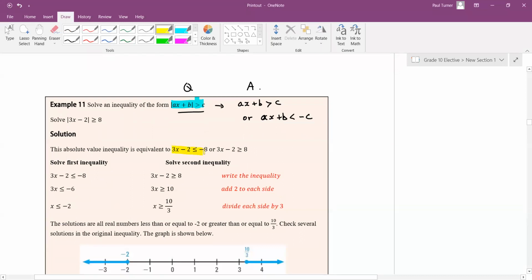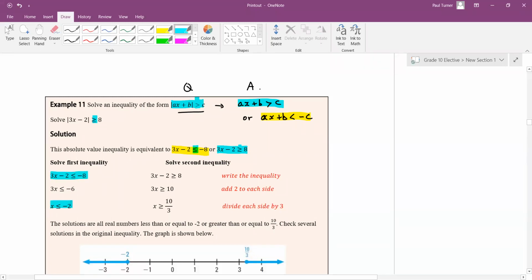So 3x minus 2 is less than minus 8, which is this one, or 3x minus 2 is greater than 8, which is this form here. And we have an equal sign as well, so we just include that down here. So we solve them separately. So we do the first one here.